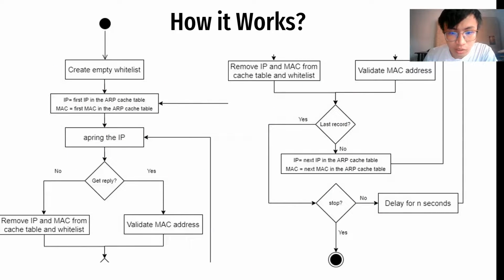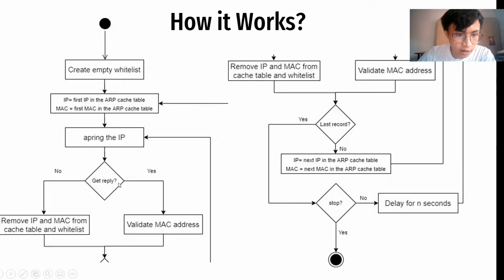So how does it work? The first step is creating an empty whitelist. Then it goes to the first IP and MAC address in the ARP cache table. Then it checks every record in the cache table by sending an ARP request packet. We can use ARP tools to do this job. Arping is a tool that sends ARP request packets to an IP address. So the first reply of the ARP command will be validated.